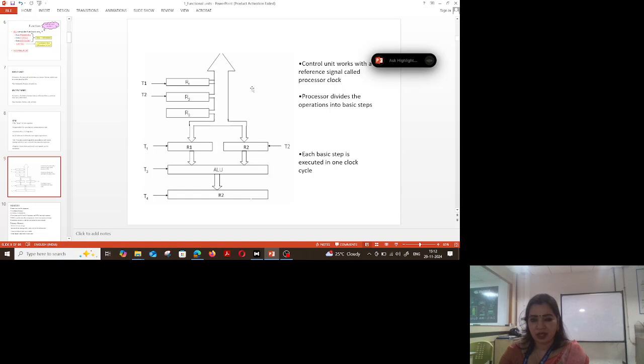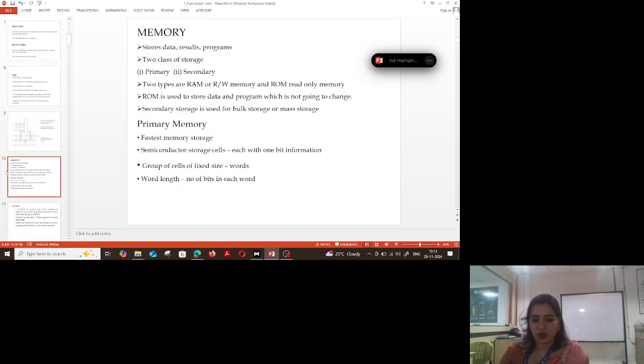Let us take an example, ADD R1, R2. At clock cycle T1, R1 content is enabled. At clock cycle T2, R2 content is enabled, and both are added with the help of the ALU at time T3, and the result is stored in R2 at time T4. So this is how the control unit controls all other computing devices which are involved in performing a particular task.